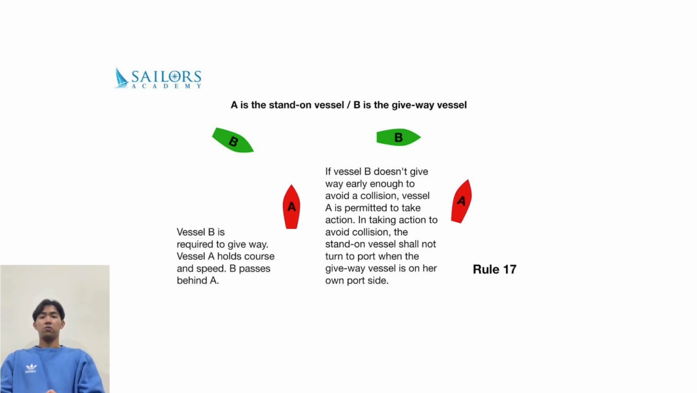The importance of Rule 17 is that it balances the responsibility of both the stand-on vessel and the give-way vessel in preventing a collision. It emphasizes the importance of clear communication and proactive action from both vessels to ensure safe navigation. An example of stand-on vessel action is in a crossing situation. The stand-on vessel may sound a warning signal to alert the give-way vessel to its presence.